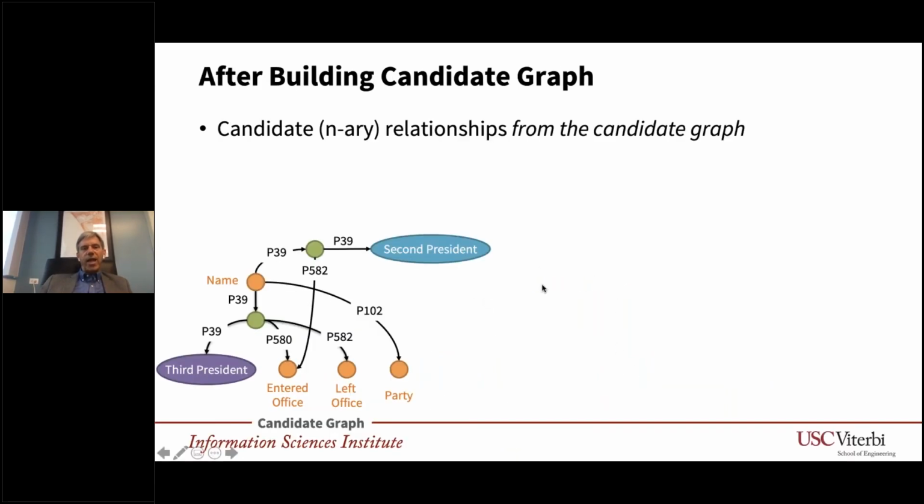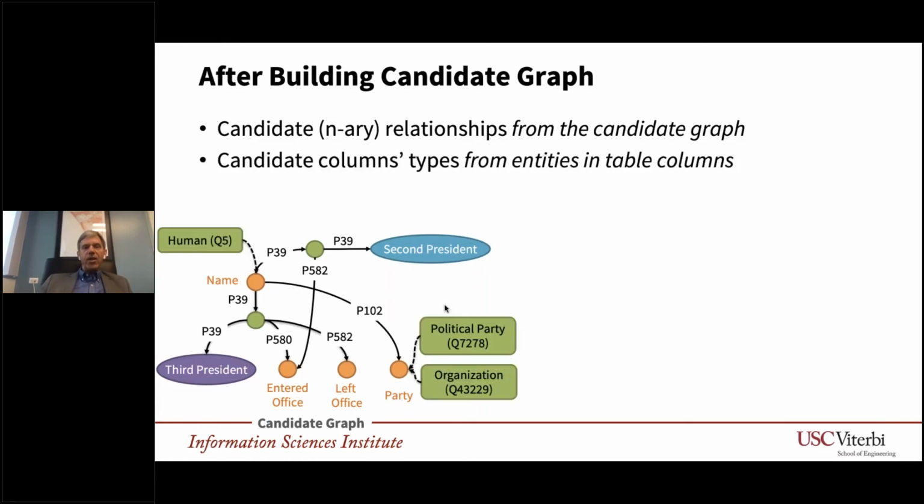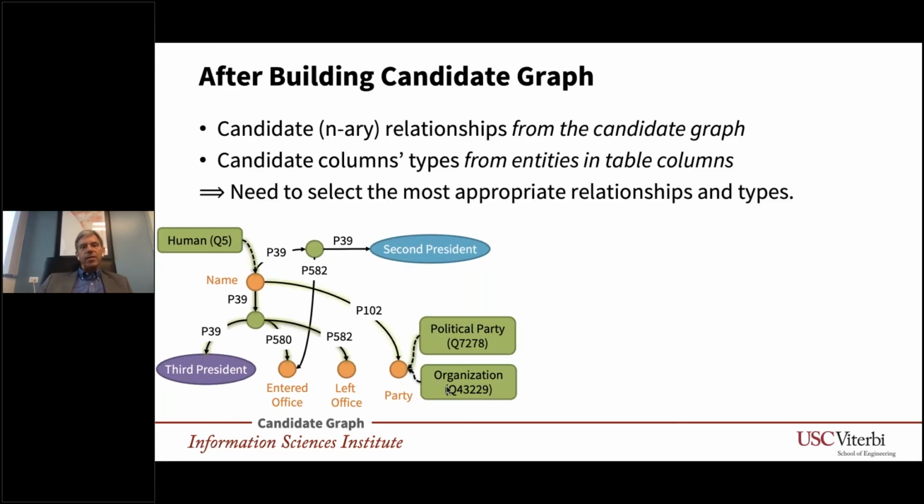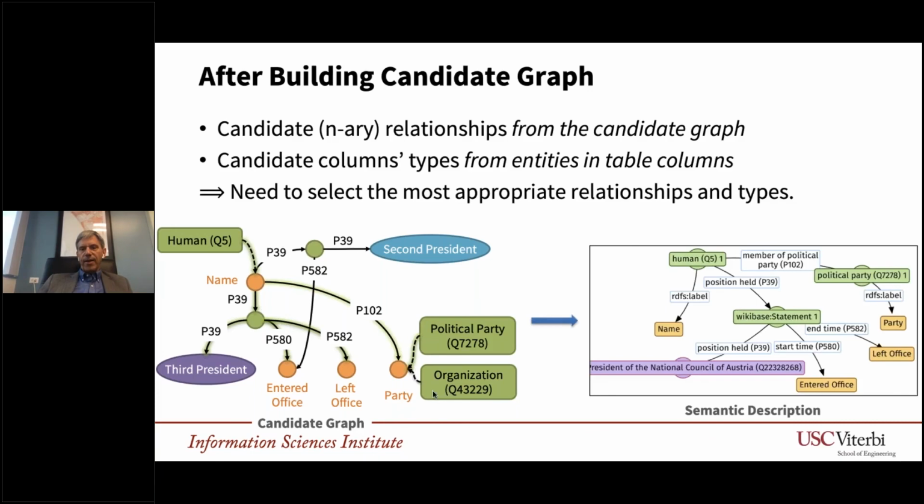so that gives us a set of candidate relationships from this graph, right? So these are all the possible relationships. We don't yet know which ones are the right relationships, right? They're just the candidate ones. And then it also gives us a set of candidate column types, right? So this node here is likely to be a Q5, which is a human. And this party node here is either a political party or organization. And part of what we have to do now is disambiguate this, right? The way we're going to disambiguate this is to select the most appropriate relationships and types. This is going to give us the final semantic description.